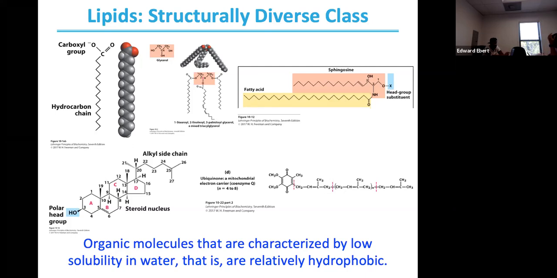As opposed to our carbohydrates that we just talked about, which can suck up lots of water, our lipids are going to be the opposite of that. They're going to stay away from water, repel water, right? Like water off a duck's back because of the lipids in duck's feathers. Okay.